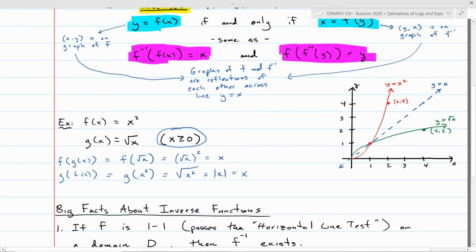So there are the graphs of x squared in red, square root of x in green, and then there's the line y equals x, and you can see that the red and the green graphs are reflections of one another across that line. And you can see, for example, the point (2, 4) is on the parabola there, and then you see (4, 2), where you switch the coordinates, on the graph of the square root function. So just a little review of how things work with graphs of functions and their inverses there.